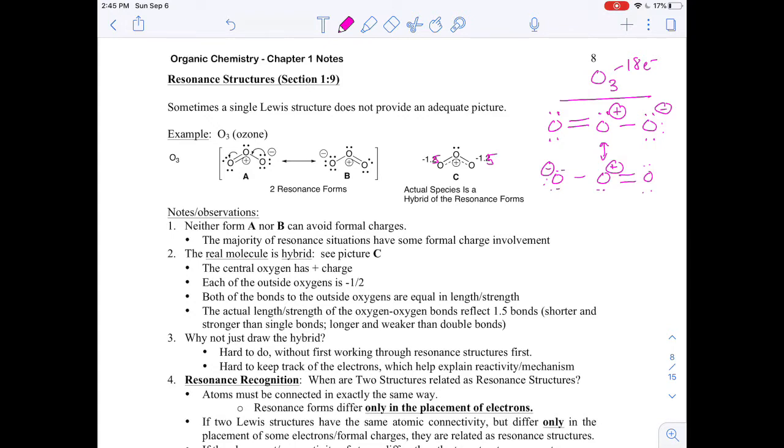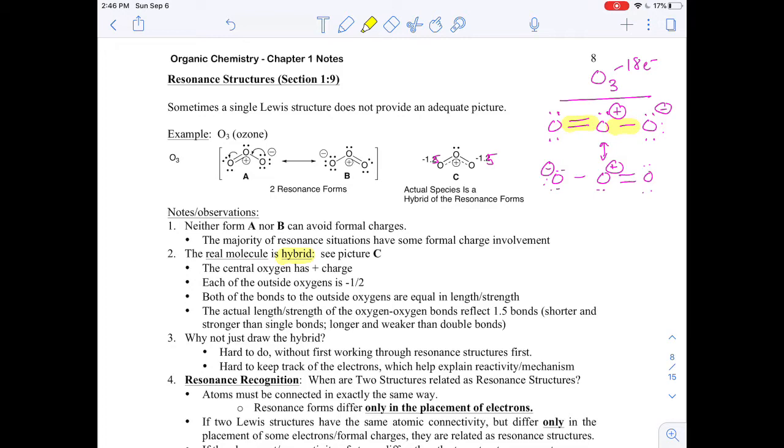So the real molecule, though, is not a single bond and then a double bond, or a double bond and then a single bond. It's more of a hybrid. It has a little bit of both. So it's kind of like 1.5. It's not single and double. It's not always single and it's not always double. So it's more of a 1.5 bond, okay?